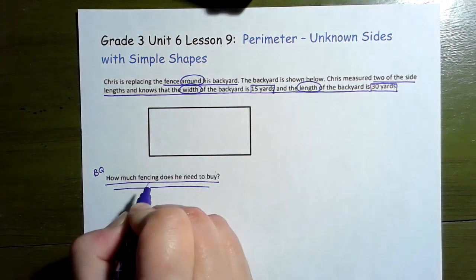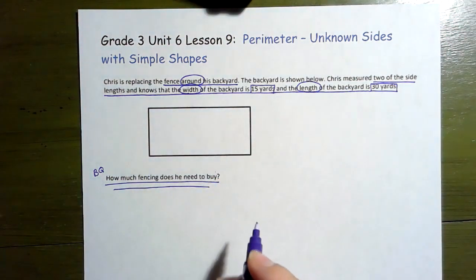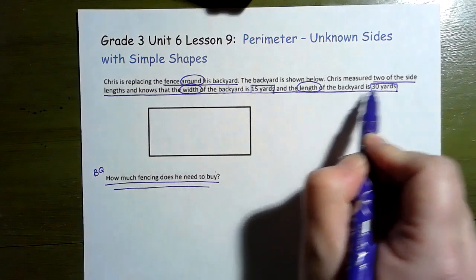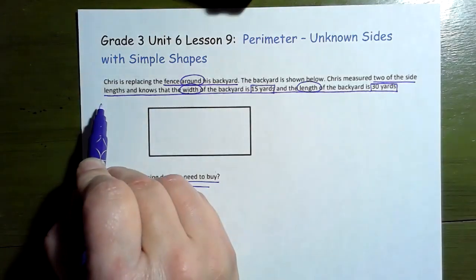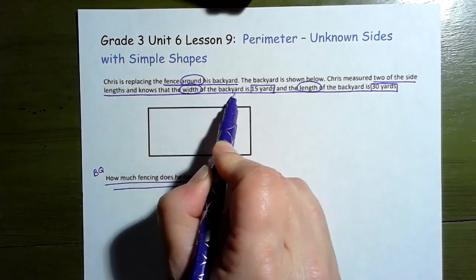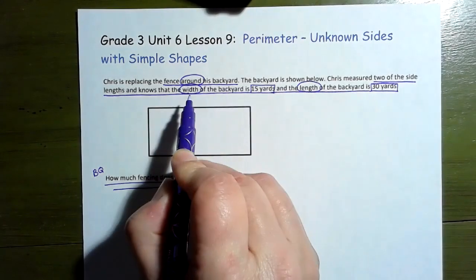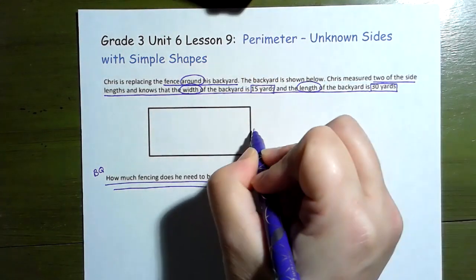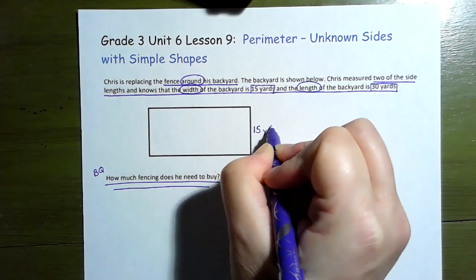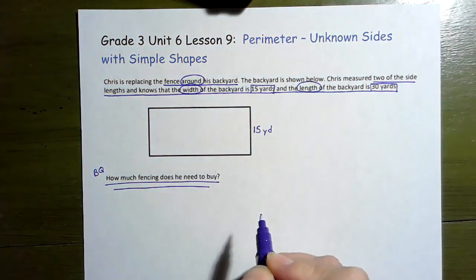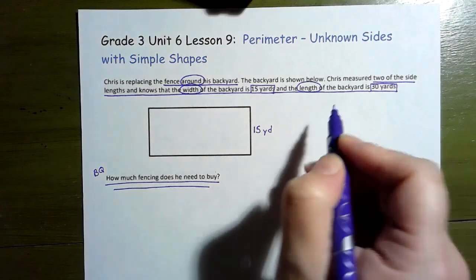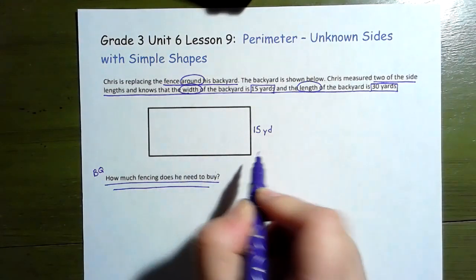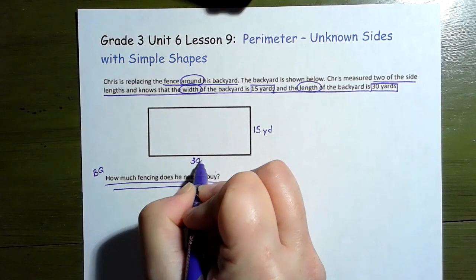Before we can figure out the big question, let's think about what we know. Look at the problem. We know that Chris measured 2 of the side lengths, and he knows that the width of his backyard is 15 yards. Let's label the width of his backyard. So we're going to label the width 15 yards. Now we know that the length of the backyard is 30 yards. So we're going to label the length 30 yards.